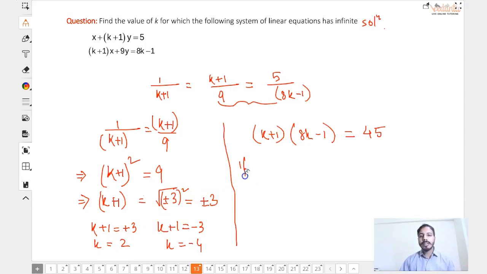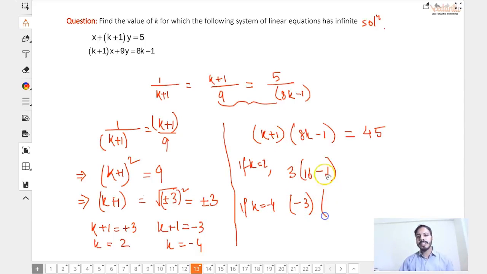So if k is equal to 2, then what happens to the left hand side of this equation? It will be 2 plus 1, that is 3, and 8 to the 16 minus 1, right? And if k is equal to minus 4, what will happen? I will get minus 4 plus 1, that is minus 3. And here what will happen? Minus 4 into 8, right? So 8 4s are 32. That means minus 32 plus minus 1, that is minus 33. Now easily we can say that this will be plus 99, and this is not equal to 45.